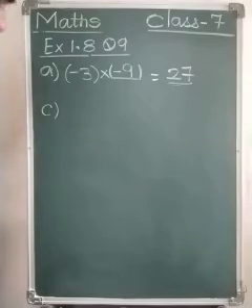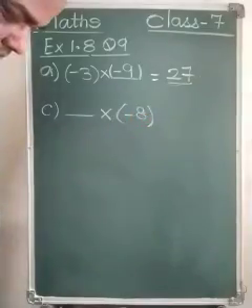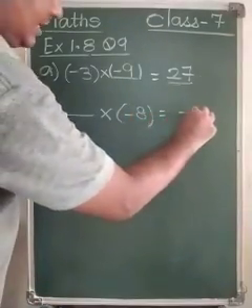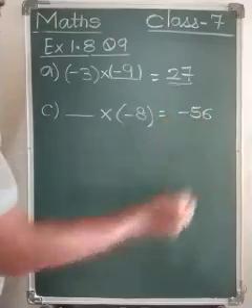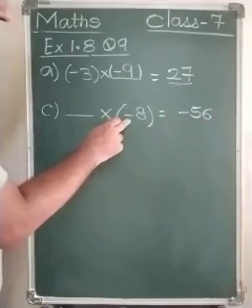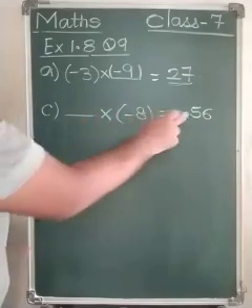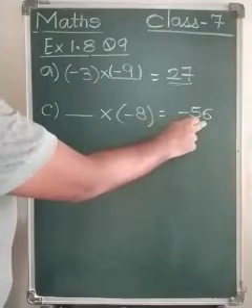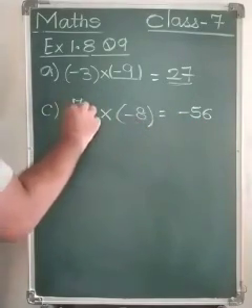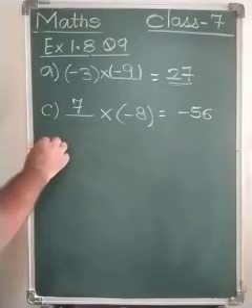Let us see. Dash multiplied by minus 8 equals minus 56. Here is a negative sign, minus 56. Here is also a negative sign. So here should be a positive integer, because minus multiplied by plus, we will get again a minus sign. Now in the 8 table, where does 56 come? So it is 8 7s are 56. So here will be 7.